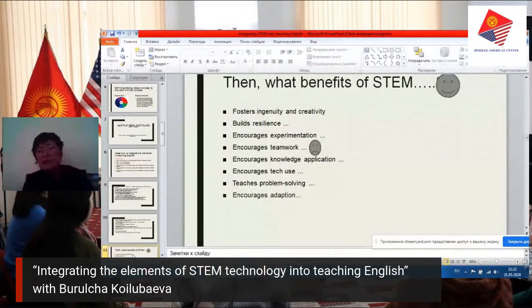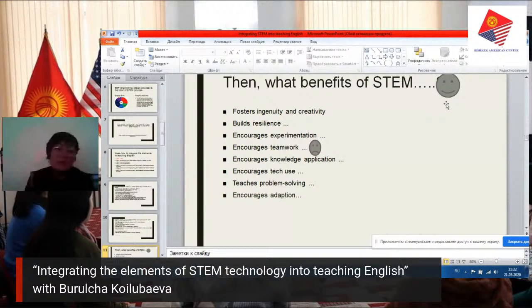What are the benefits of STEM? Pay attention to my face. There are a lot of benefits of STEM. The first is, if you use the elements of STEM in teaching English, you can foster ingenuity and creativity of the students. If you have 20 students, maybe 4 or 5 of them are very creative, and you can give these creative students the opportunity to develop their creativeness.